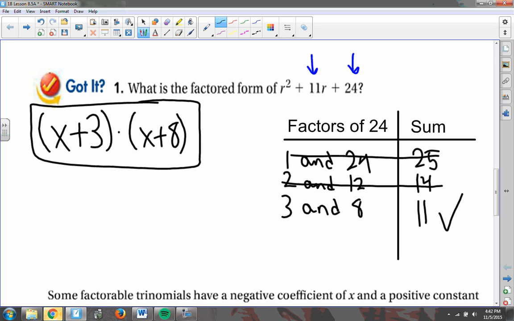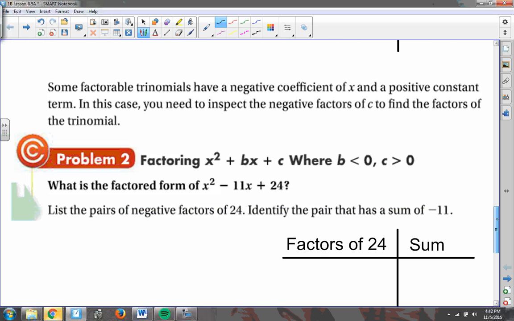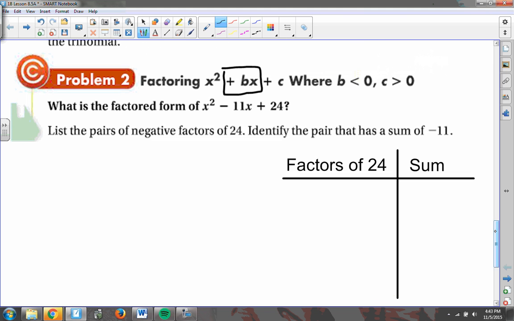So, all right, now let us go on to factoring when a trinomial has a negative coefficient of x. Coefficient, remember, means the number in front of the x. So the number in front of the x, or our b number here, is going to be negative. Going to be less than 0. Okay. Let's look at the example x squared minus 11x plus 24.